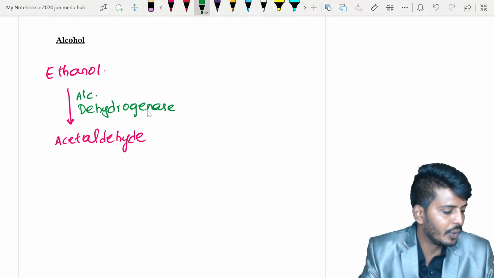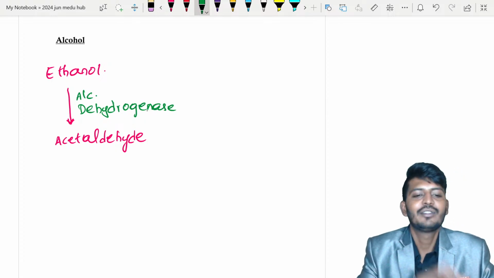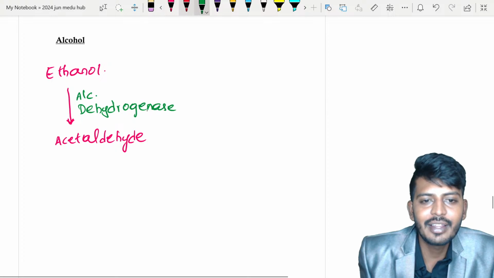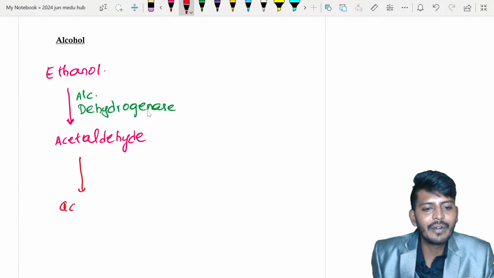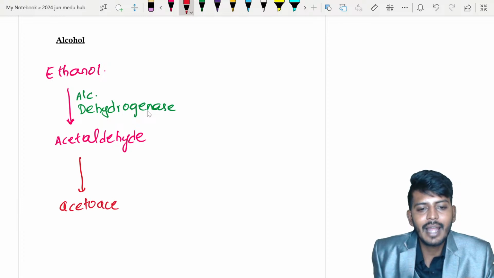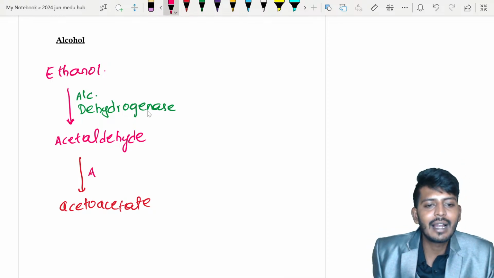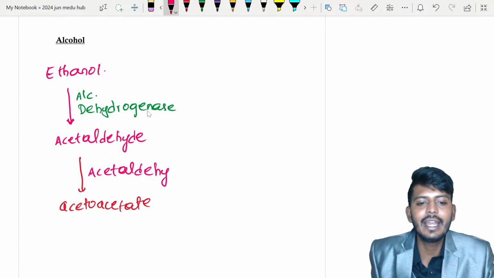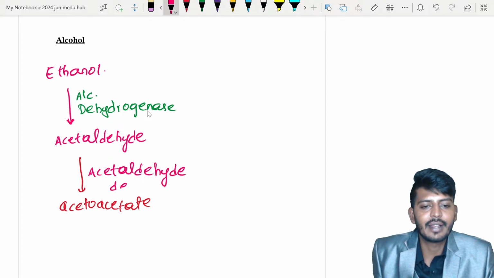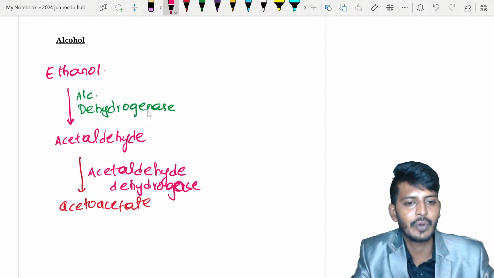Alcohol dehydrogenase. Okay, so somebody says their brand is Hangover Master. Anything you drink, this is how the metabolism happens. This acetaldehyde will get converted into acetate by the help of an enzyme called acetaldehyde dehydrogenase. Acetaldehyde dehydrogenase.